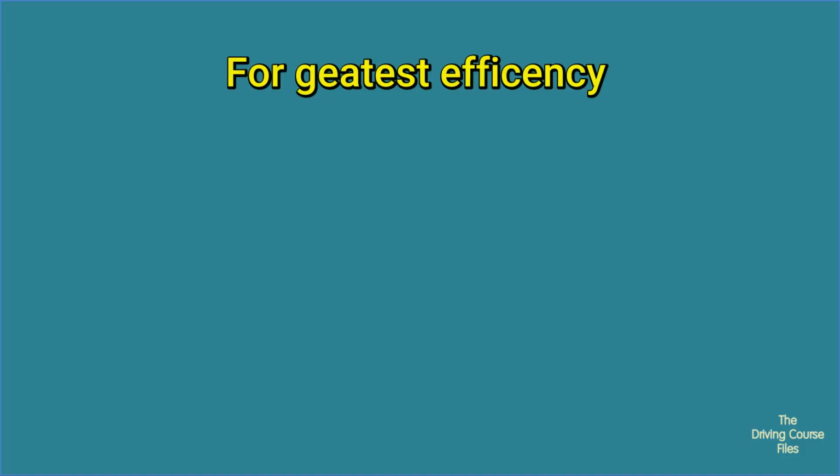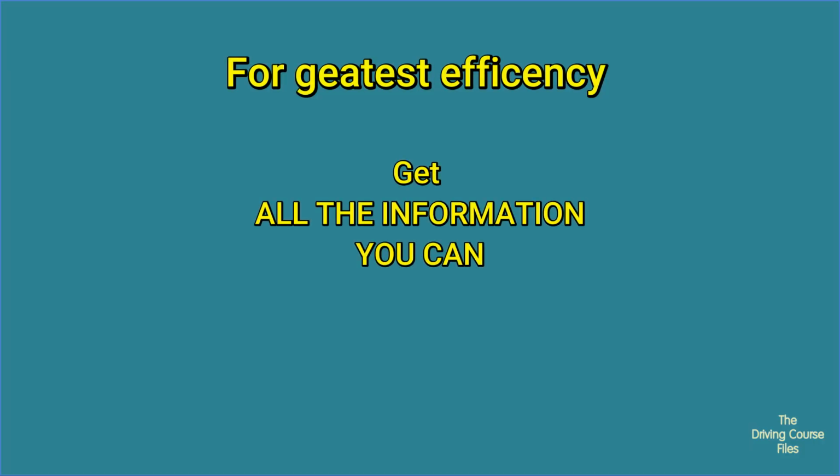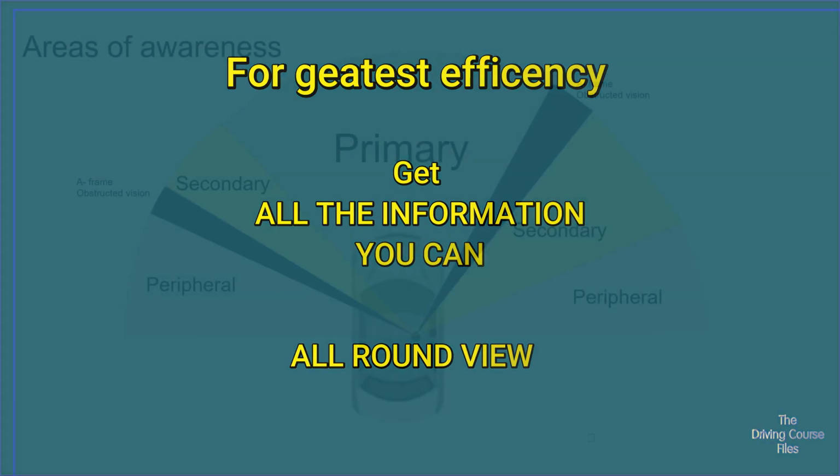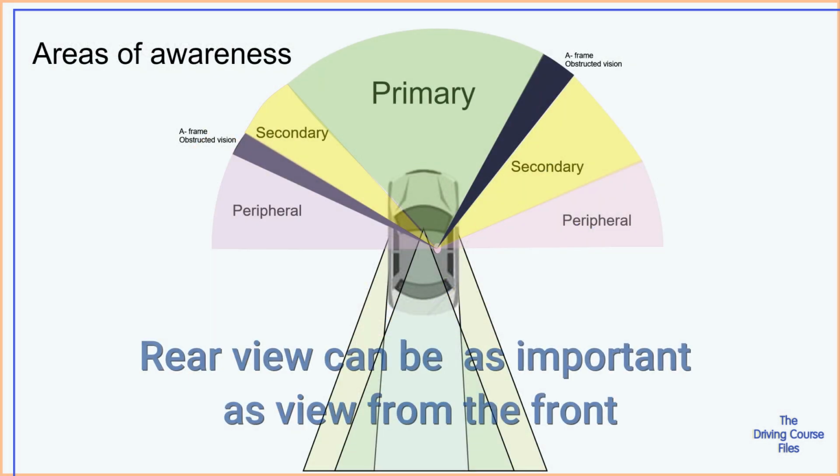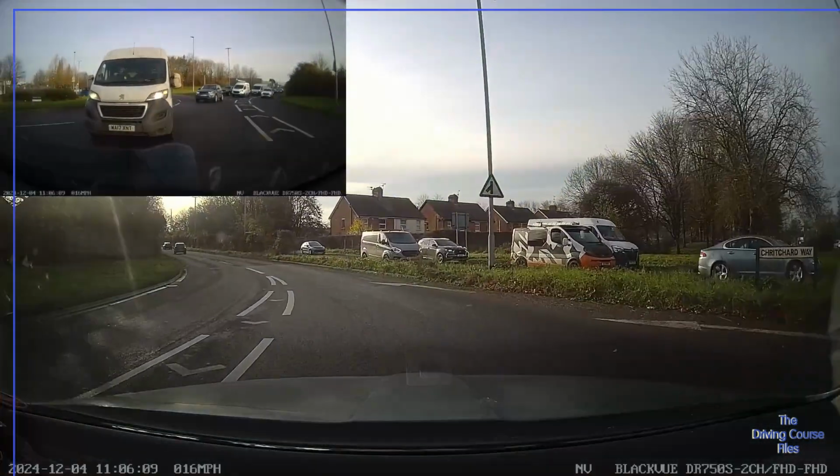To be most efficient in road driving, you want all the information you can get, and view is obviously a major element in this. Apart from view to the front, view to the rear can at times be almost as important. You want as clear and unobstructed view as you can get.